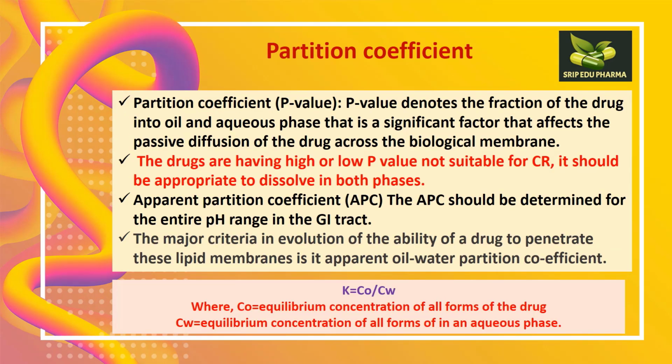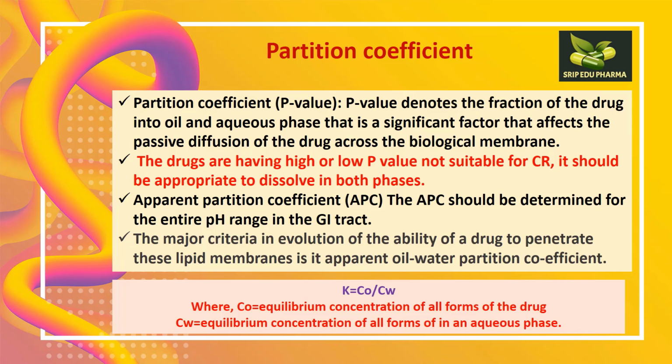Next parameter is the partition coefficient, which is said as the P-value. And P-value denotes the fraction of the drug in oil and aqueous phase. That is a significant factor that affects the passive diffusion of the drug across the biological membrane. Now in this condition, we must know that drugs which have a very high or very low P-value are both not suitable for controlled release. It is said that it should be appropriate to dissolve the drug in both the phases. Hence the P-value should be optimum. It should not be very high or very low.